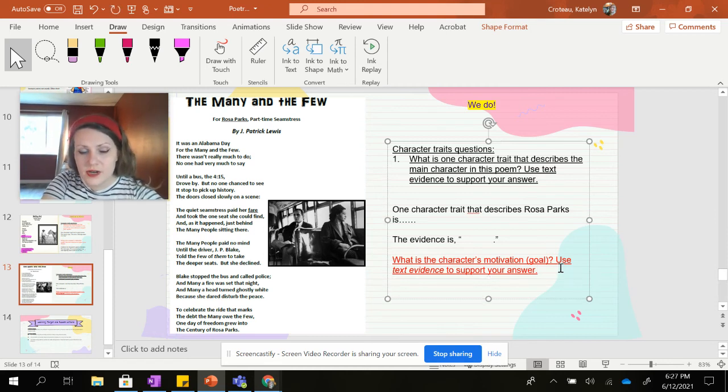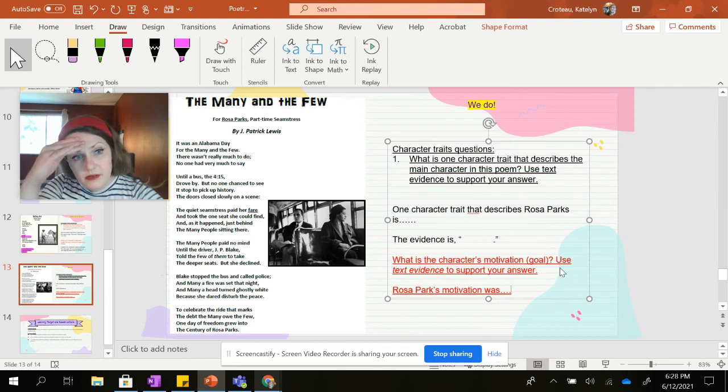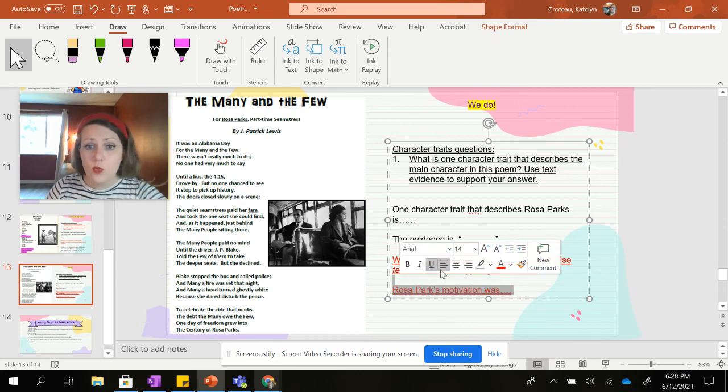So here again, I'm going to give you a starter. I'm going to say Rosa Parks' motivation, but you could have also said the character's motivation. Rosa Parks' motivation was... why do you think she sat down on the bus? What was her purpose for doing that? Okay, and you're going to infer a little bit from what you already know from your life and what you see here in the poem. Why did she sit on the bus? Not how did she act? Why did she do what she did?